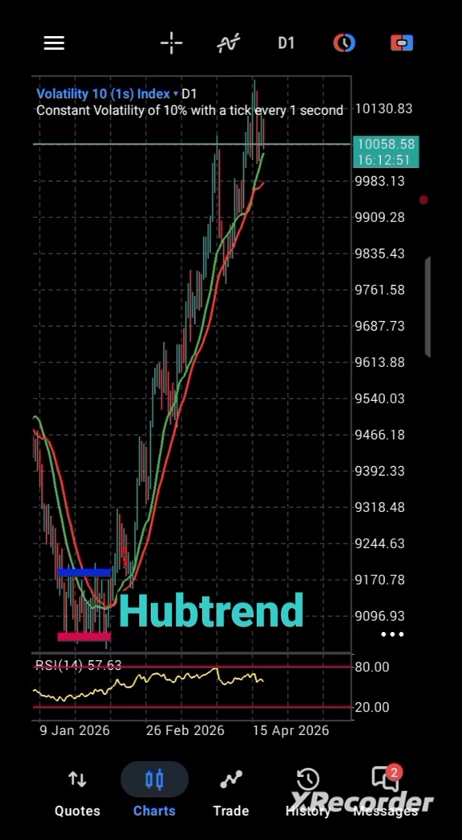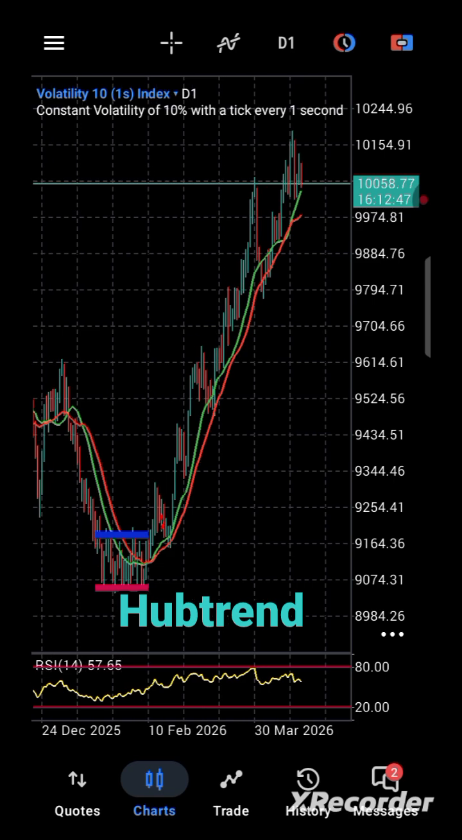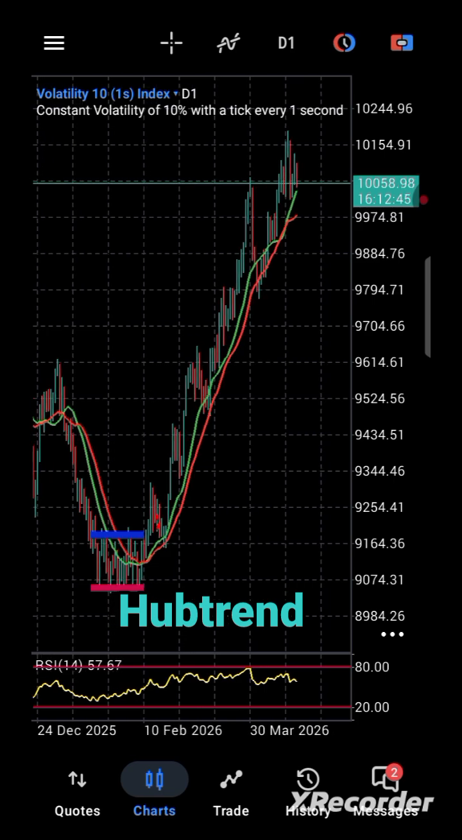The market has already hit overbought level in the past few days. So I think it is time to start dropping. The price will start dropping. And mind you, this is Volatility 10 seconds, 10 1 second index rather.